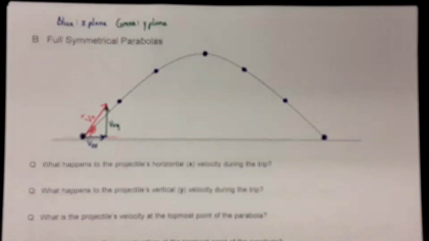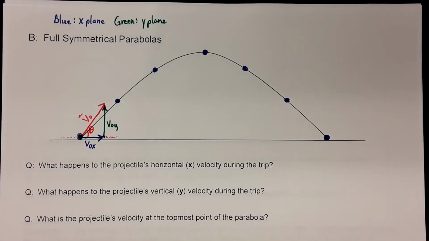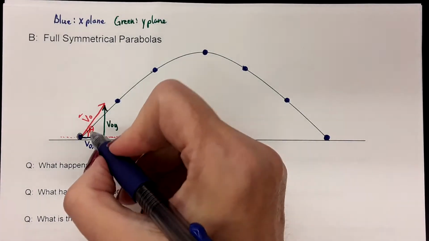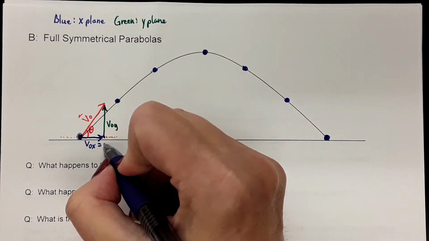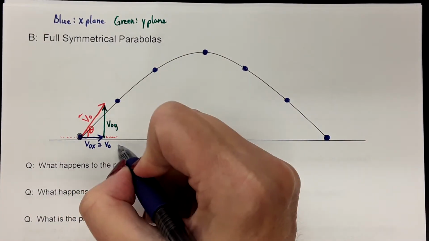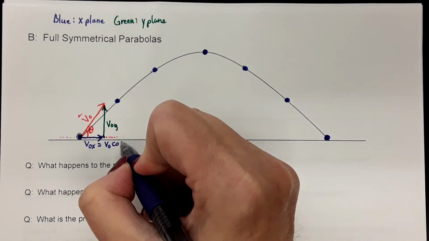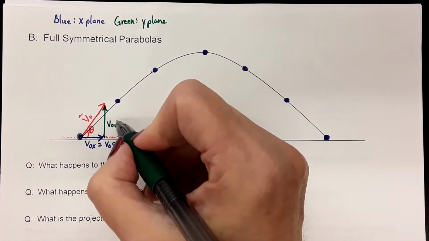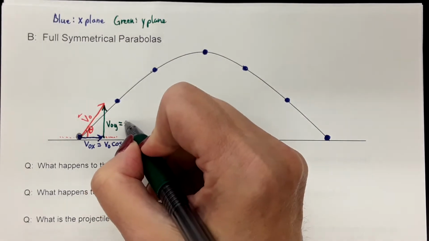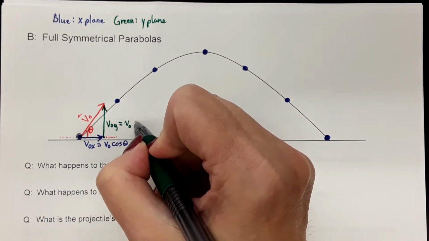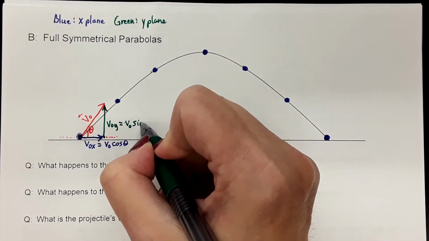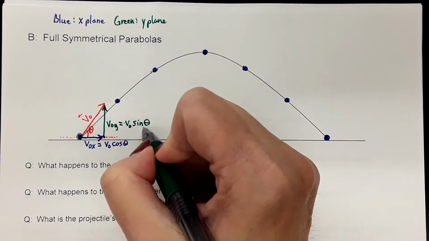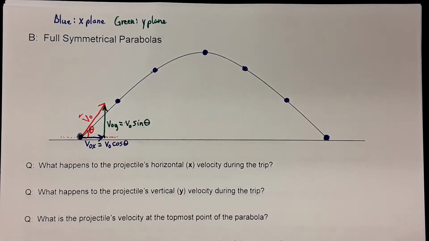Cool beans, right? In fact, we know how to find those two pieces, don't we? V sub O x would be the hypotenuse times the cosine of the angle, since it's adjacent, right? And V sub O y would be V sub O times the sine of the angle, the hypotenuse times the sine of the angle, since it's opposite the angle.